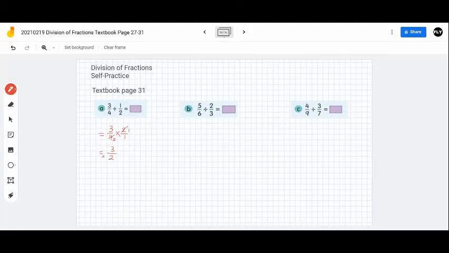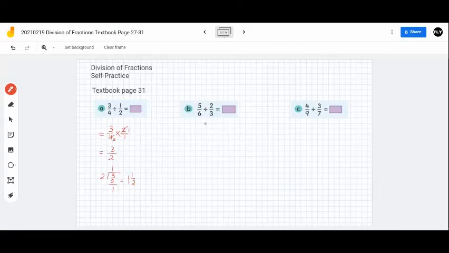Okay, remember that this is an improper fraction. You cannot leave your answer as improper fraction. You have to divide it. 3 over 2 is also 3 divided by 2. So 2 times 1, 2. 3 minus 2, 1. Your final answer would be 1 over 2.